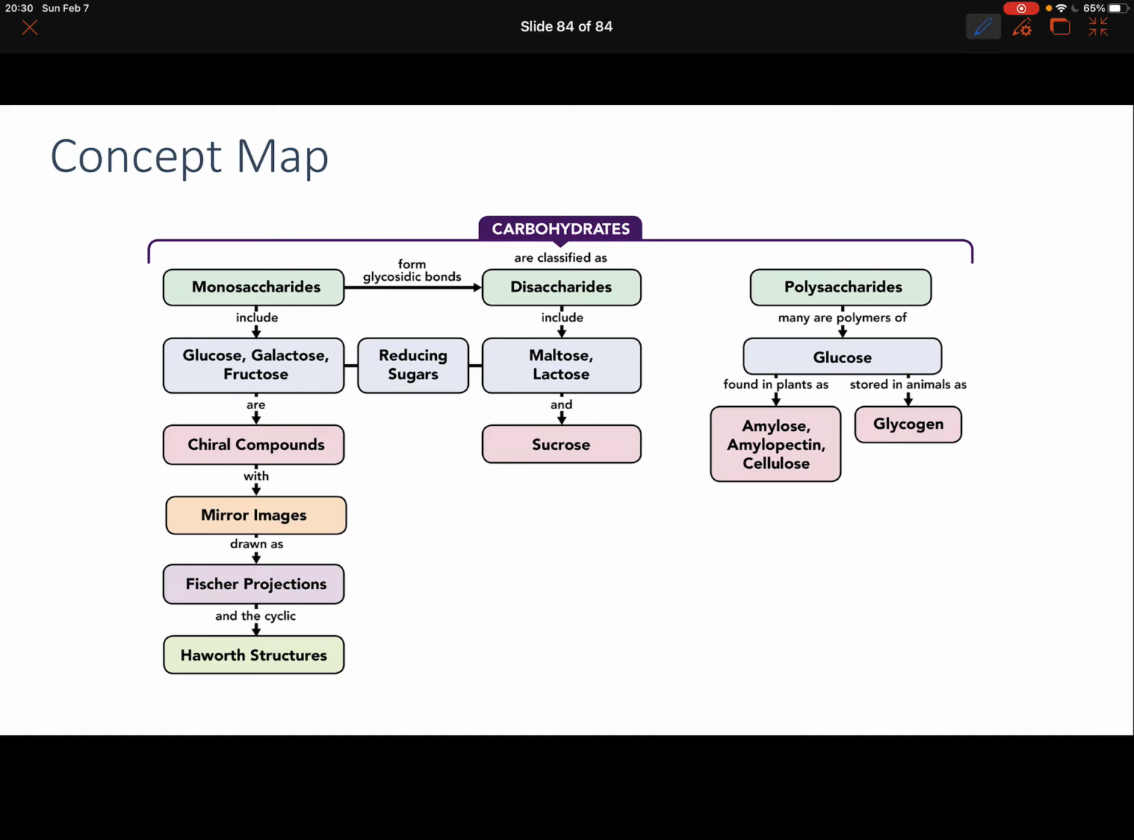So monosaccharides, disaccharides, and polysaccharides: know the linkages and know how to draw them, know the definitions of Haworth structure or Fischer projection, that kind of stuff.